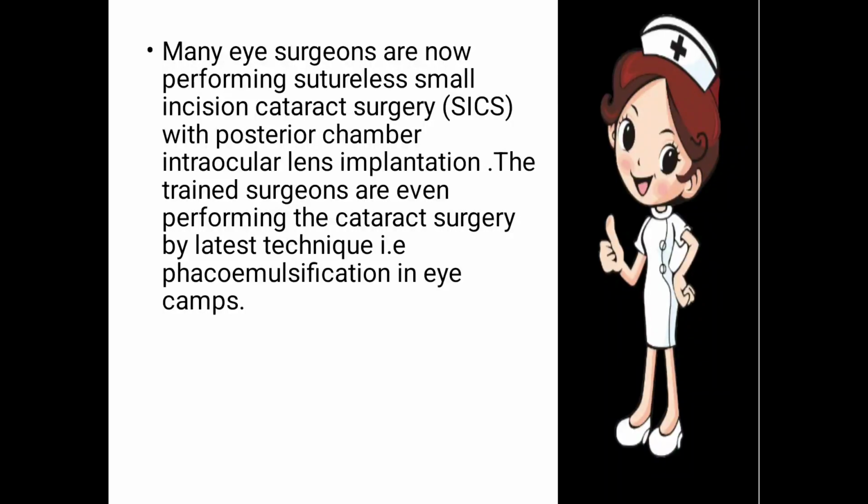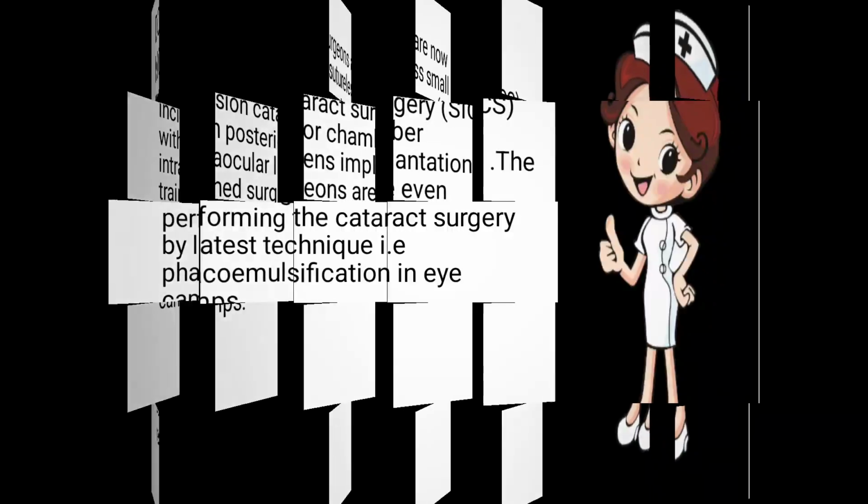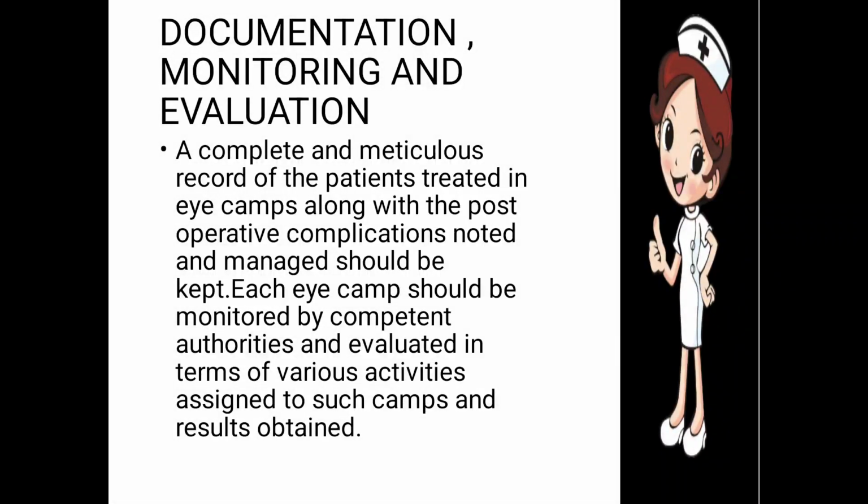Many surgeons are now performing the sutureless small incision cataract surgery, which is the SICS, with the posterior chamber intraocular lens implantation. The trained surgeons even perform the cataract surgery by the latest technique, which is the phacoemulsification, in the eye camps. Okay, so these are the different methods of performing the surgery. First one is the SICS. Mostly this SICS is done, which is sutureless, in which sutures are not given to the patients. Okay, so a trained surgeon can also perform the latest technique, phacoemulsification, which is one of the safest and the modern methods.